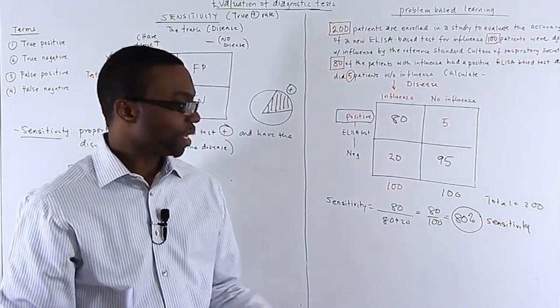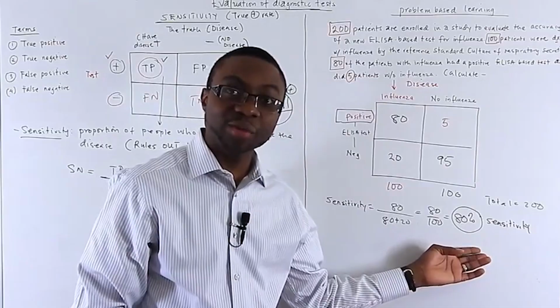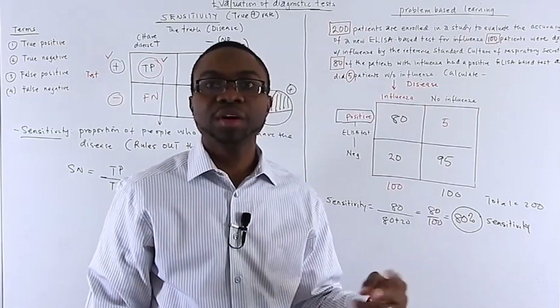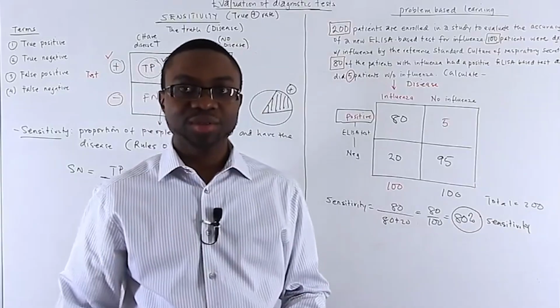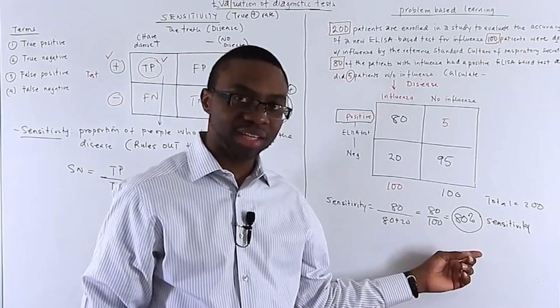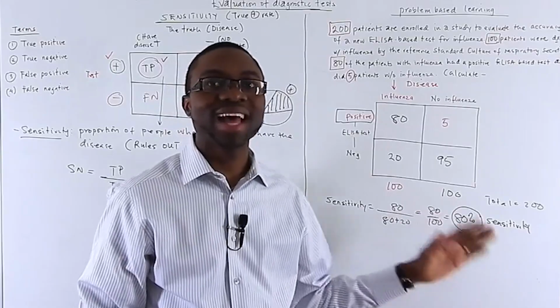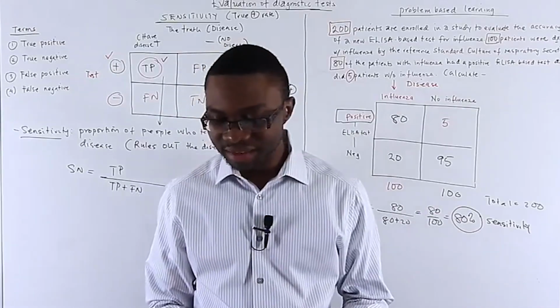Okay? Not too bad of a test. We're catching 8 out of 10 people or 80 out of 100. We only miss 2 people. For every 10 people that come to the doctor's office, you're going to miss 2 people that actually have the disease, but you're going to catch 8 out of 10 of them. Okay? That is basically what sensitivity means.